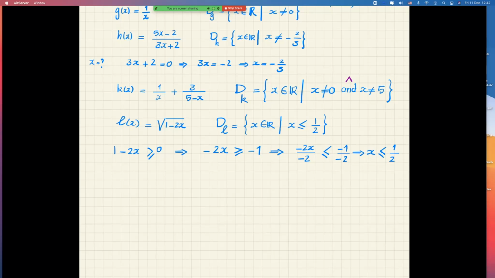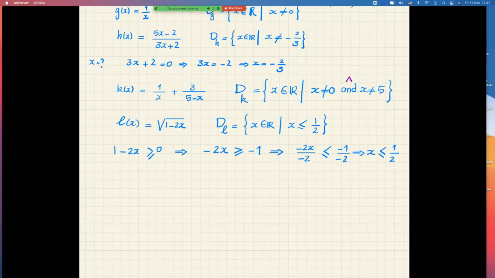So let me just again ask you, what is the meaning of what you write? This is important to know. It tells you that if I choose x to be any number smaller than or equal to 1 over 2, and I put that number here, this will make sense. Otherwise, this does not make sense.